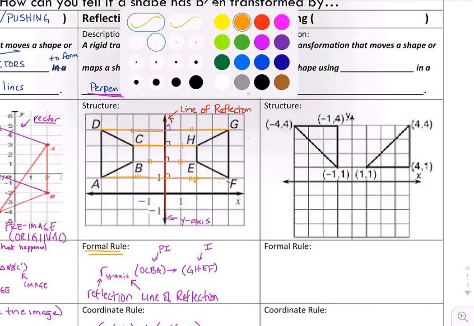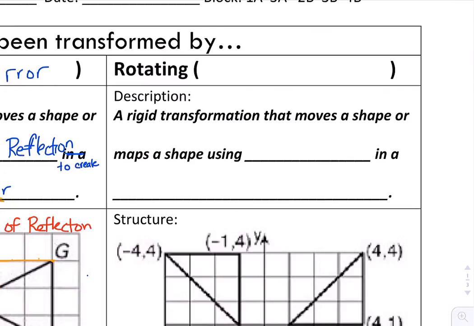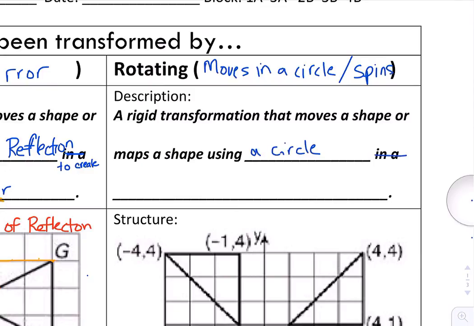Let's go one more. Let's talk about rotations. Now, this is probably the weirdest one, but rotating basically just moves in a circular motion, or moves in a circle. Another way to say that is that it spins. Okay? So this one can be described as a rigid transformation that moves a shape or maps a shape using a circle. And we'll change the verbiage here a little bit so that it moves the same amount in an angle.